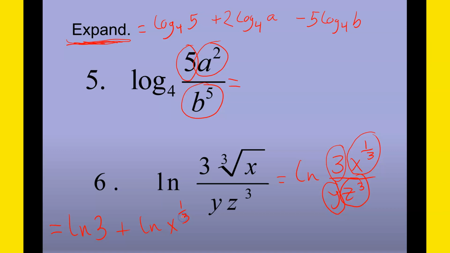If you're comfortable at this point to go ahead and just write 1/3 ln x, feel free, go right ahead. I'm just doing this in 2 steps in case anybody's confused. Minus ln y minus ln z cubed. And at this point, I need to apply the power property, which means I'm going to take that 1/3 and move it in front of its ln. So the 1/3 is going to come down in front. And I'm going to do the same thing with the 3. So the 3 also comes down in front. And that's all I can do. That's my final answer for number 6.